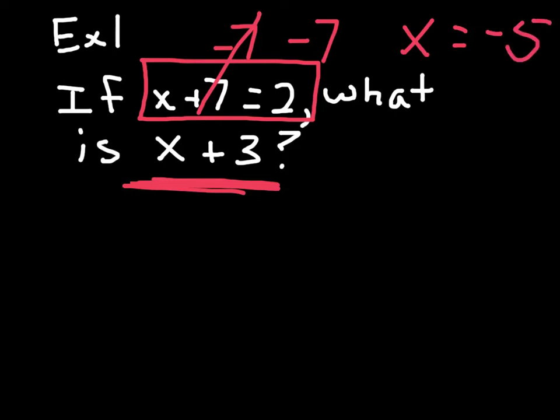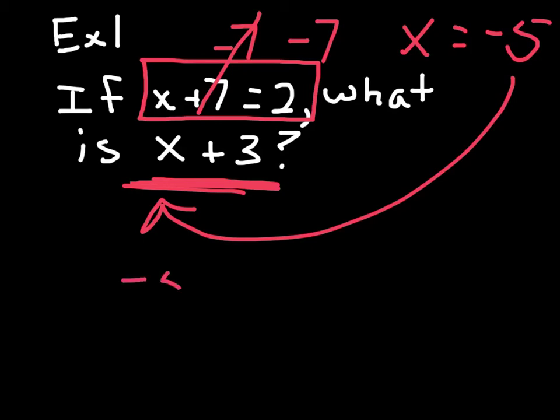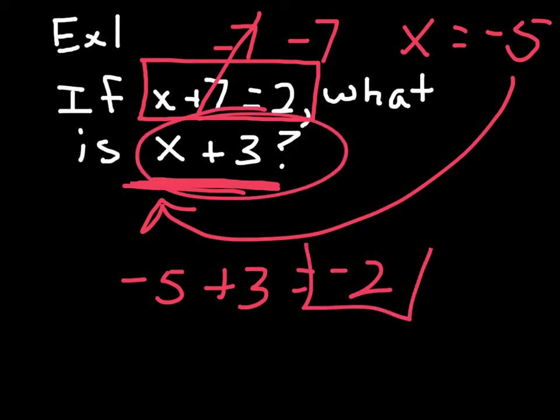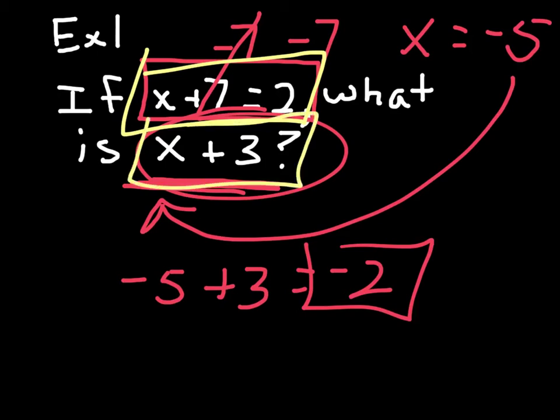Now I know what x is. Now I can stick a -5 in right there, and I can figure out what x plus 3 is. So if x is a -5, then add the 3, and my answer is a -2. So what's x plus 3? It's a -2. And these are called two-step problems because first of all, we've got to figure out what x is, and then stick that answer in right here to figure out the question that they're asking.